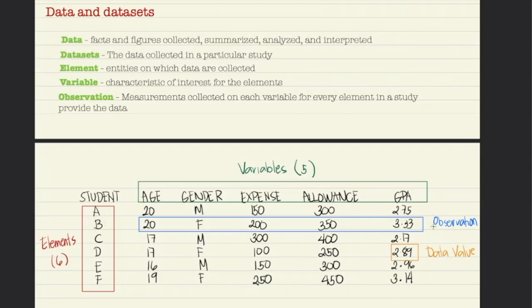Therefore, for student B, we only have one observation. But for the observations of student A, B, C, D, E, F, we have a total of 6 observations. And the data value for the GPA of student D is only 1. However, for the total data values, we have 30 because we have 6 elements and we have 5 variables. Therefore, we have 30 data values.